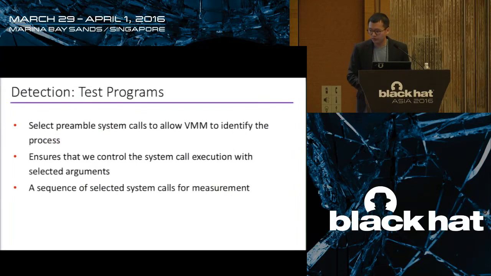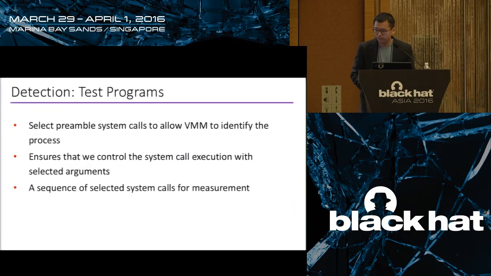Okay, so now I'm going to talk about how we create a test program. First of all, once the VMM launches the test program, it needs to know that it is the test program that is triggering the syscall. So one criterion that we use to build a test program is that initially it has a preamble of syscalls that we choose. So the host kernel will monitor those syscall sequences and know that this process is the test program.